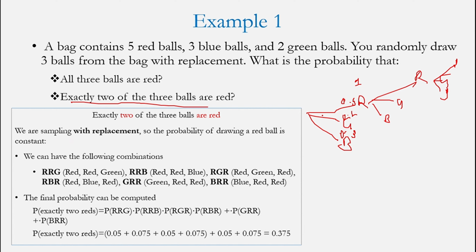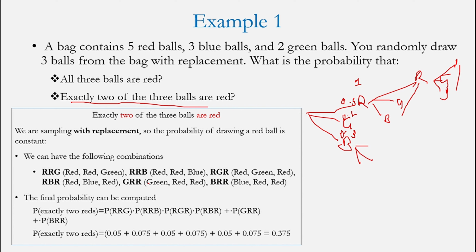So what does this tree mean? This is the first draw, this is the second, and this is the third. After selecting red in the first draw, in the second you can select any of the three, and so forth, and this goes on for blue and green as well. Since we are sampling with replacement, the total n does not change every time we make a selection. Each item is ready for selection. Therefore, for exactly two reds we can have: red, red, green; red, red, blue; red, green, red; and red, blue, red; then green, red, red; and blue, red, red. So this means exactly two reds.